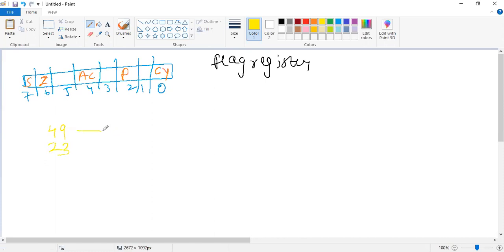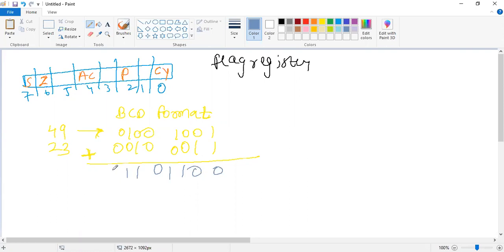So how will we add 49 in BCD format? Let's consider BCD format. So 49 will be, and 9 will be, 23 will be, and 3 will be. Now if you add up, your answer will be 0, 0, 1, 1, 0, 1, 1, 0. This is your answer.